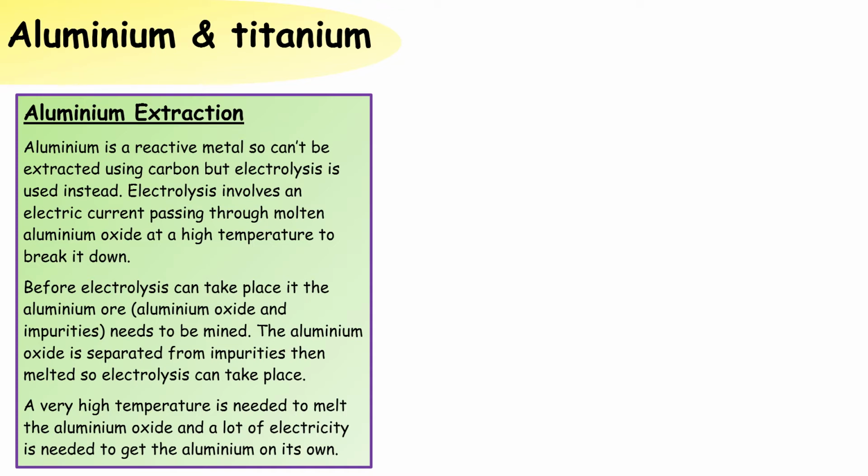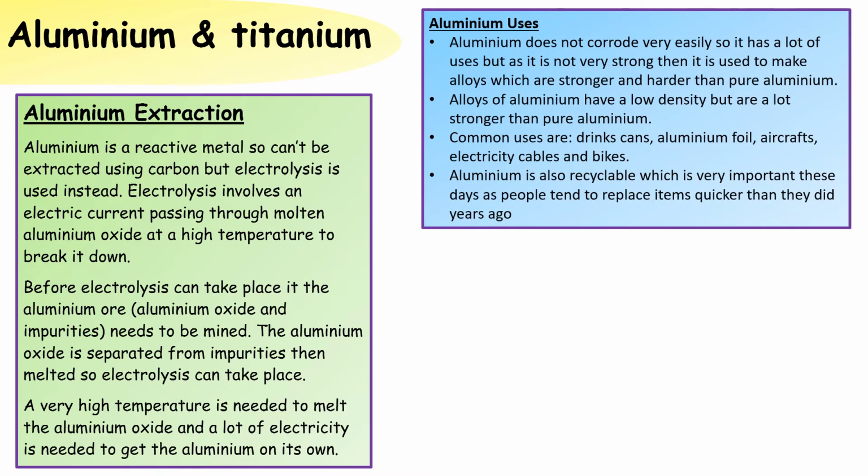A very high temperature is needed to melt aluminium oxide, and a lot of electricity is needed to extract the aluminium. Some of the reasons why aluminium is useful is that it does not corrode. Aluminium or alloys of aluminium have a very low density and are much stronger than pure aluminium.